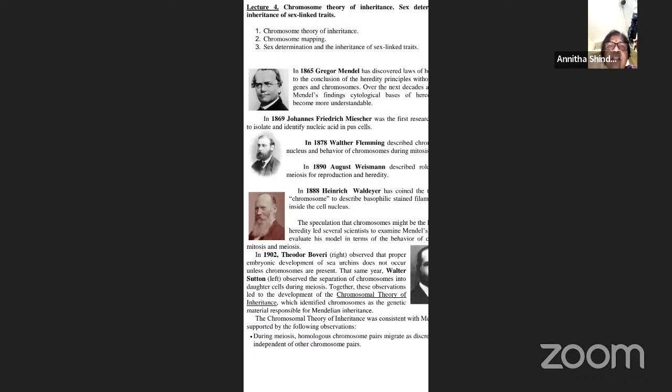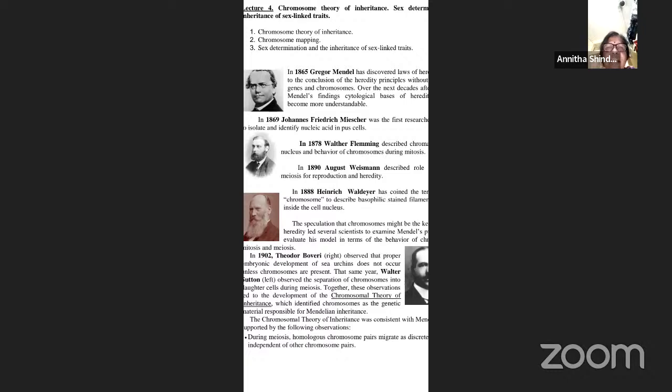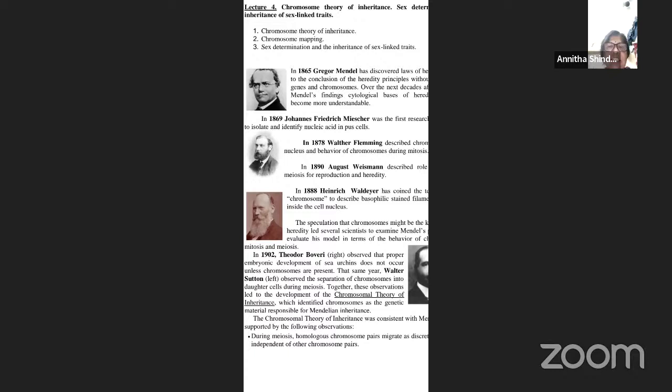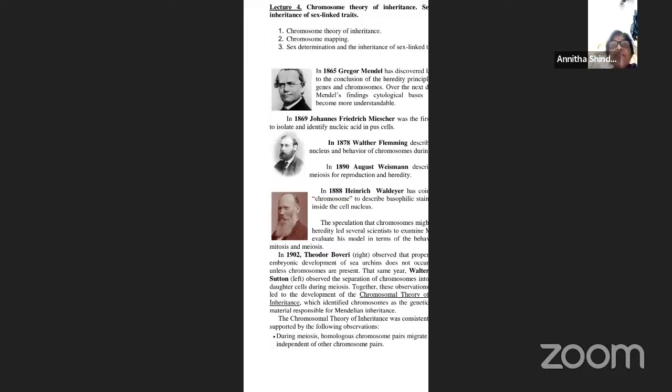Later on, Theodore Boveri and Walter Sutton were the two scientists who gave the chromosomal theory of inheritance. Their observations led to the chromosomal theory of inheritance. Today we say that it was identified by Sutton and Boveri, who said the chromosomes are the genetic material responsible for Mendelian inheritance. The theory suggests that during meiosis, the homologous chromosomes migrate as discrete structures that are independent of other chromosome pairs.